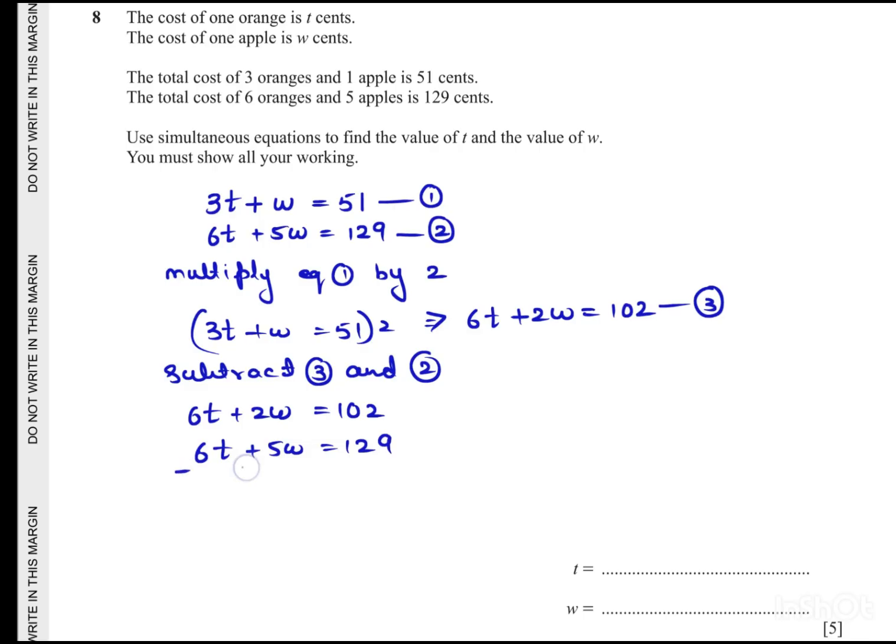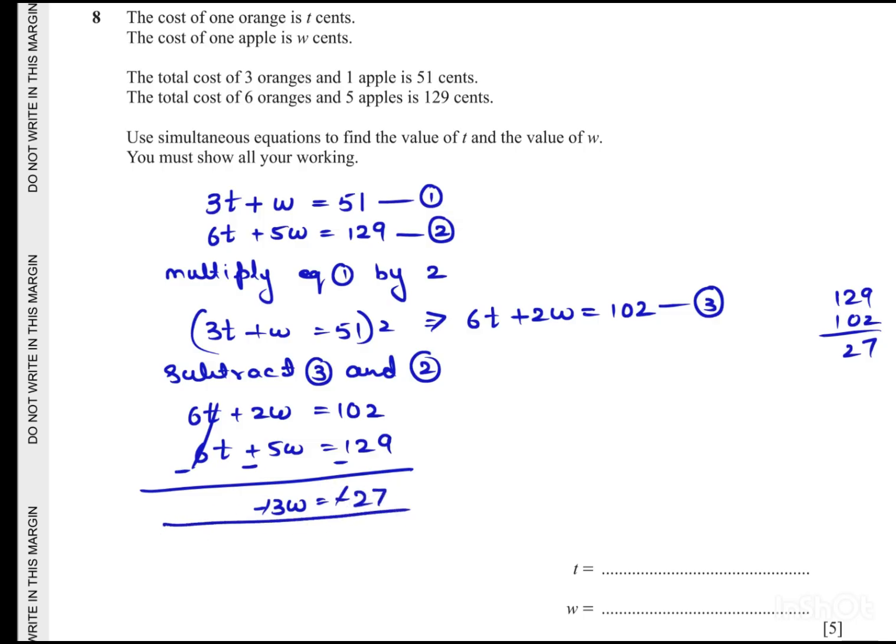When you do subtraction, all the signs get changed. 6T minus 6T gets cancelled. 2W minus 5W is minus 3W, and 102 minus 129 you can subtract. You get negative 27. Minus minus gets cancelled, and W will be 27 by 3, which is 9. We got the value of W.